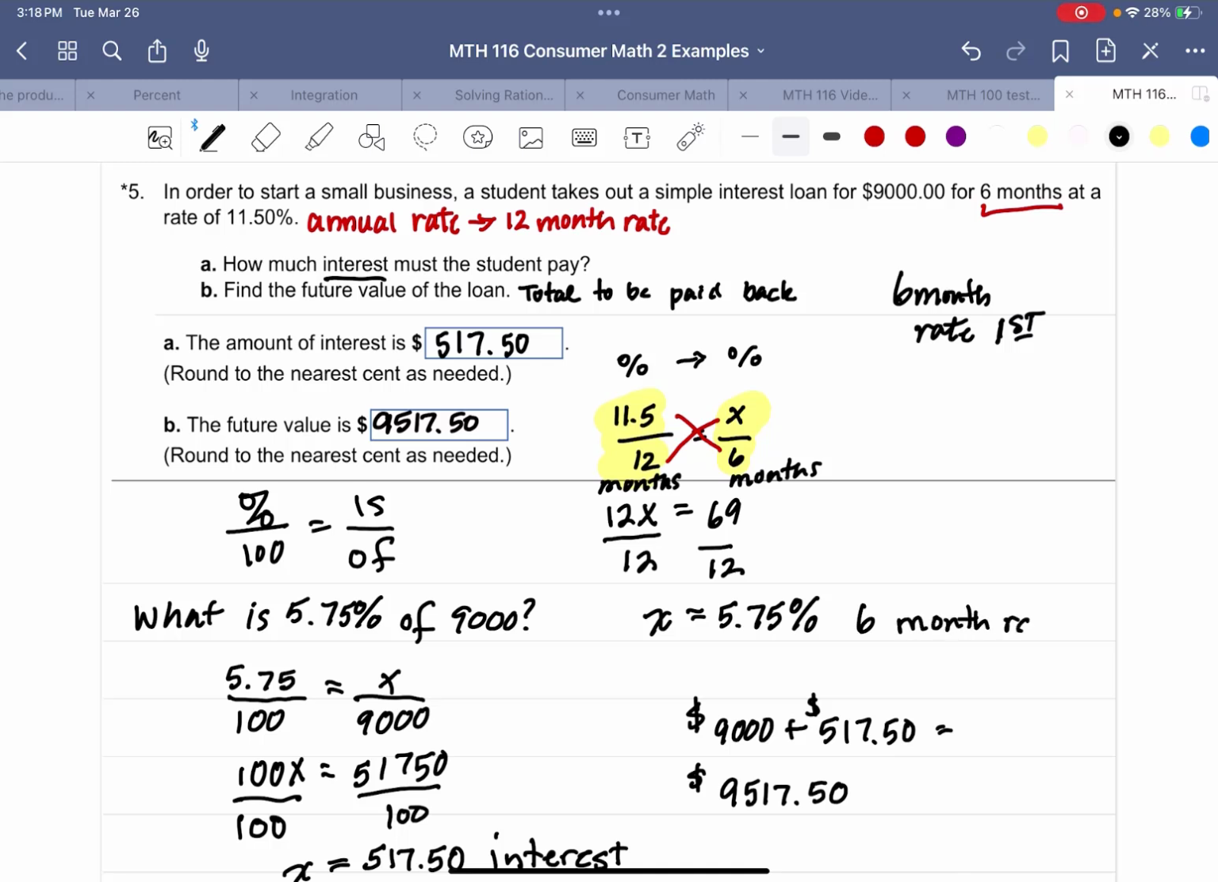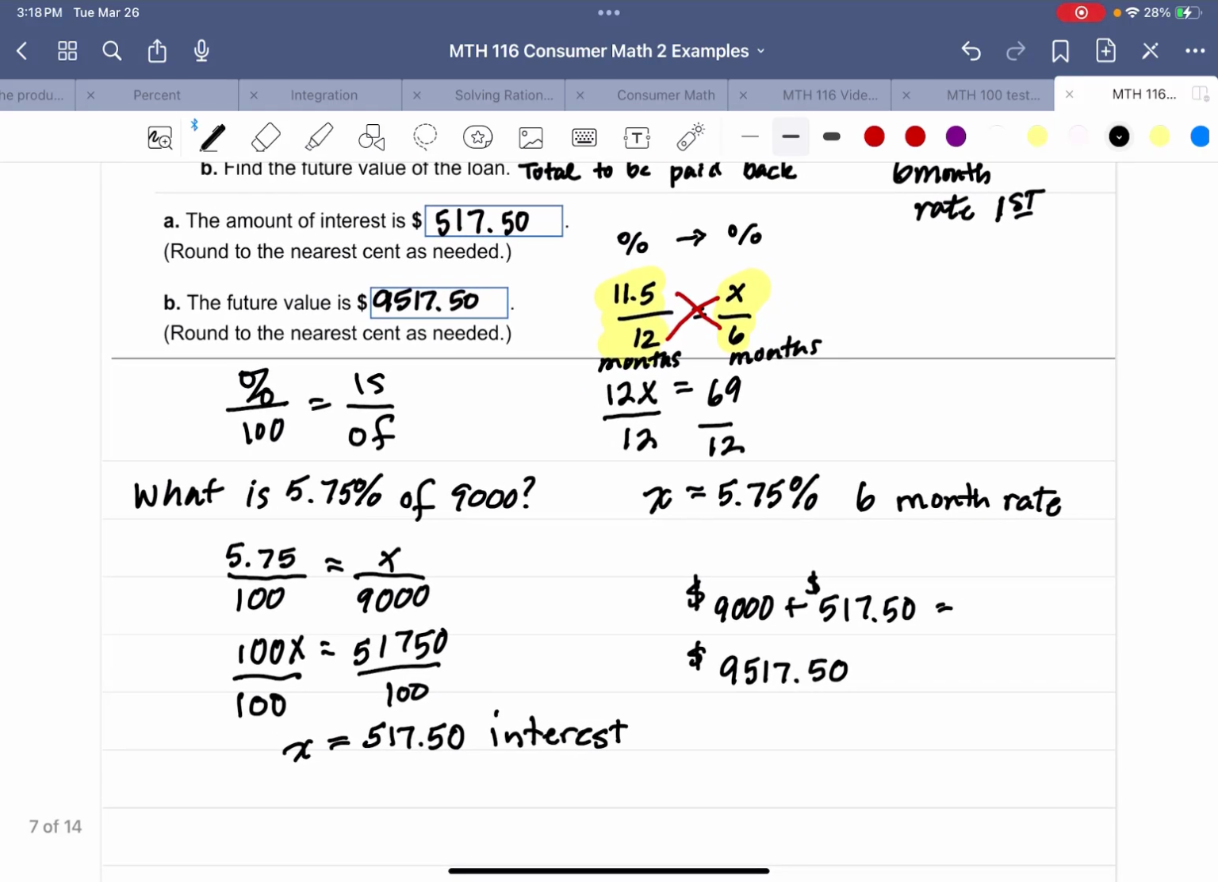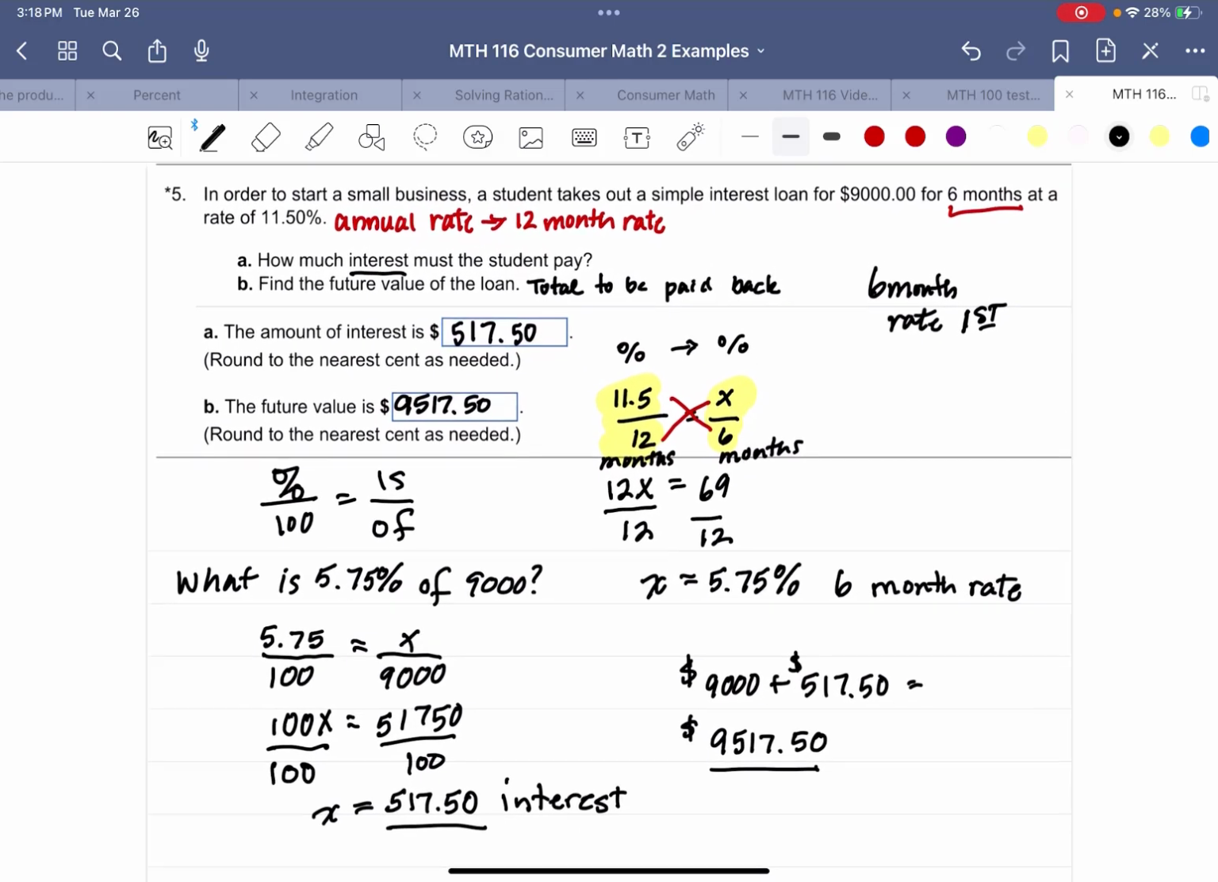And then we just find what 5.75% of 9,000 is. That gives us our interest. We add our interest back, and we figure out how much we have to pay back at the end, or how much the student has to pay back at the end of 6 months.